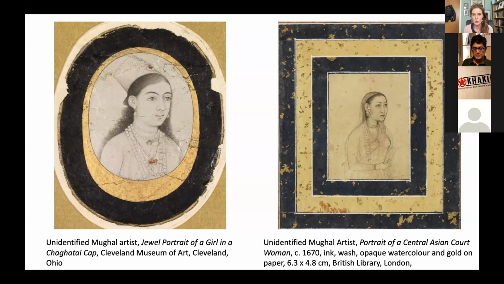I love this jewel portrait of a girl in a Chagatai cap. It's a tiny image, in fact. On our screens it looks large, but it's a little oval medallion portrait that might well have been set into a piece of jewelry. And to me, it both has the sweetness of European art and a feel of appropriation. Obviously, the Chagatai cap and her jewelry, I identify her as a kind of Mughal princess, and probably she might be an imaginary princess.